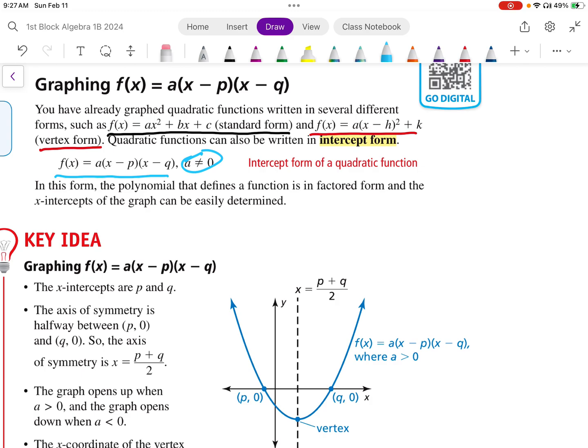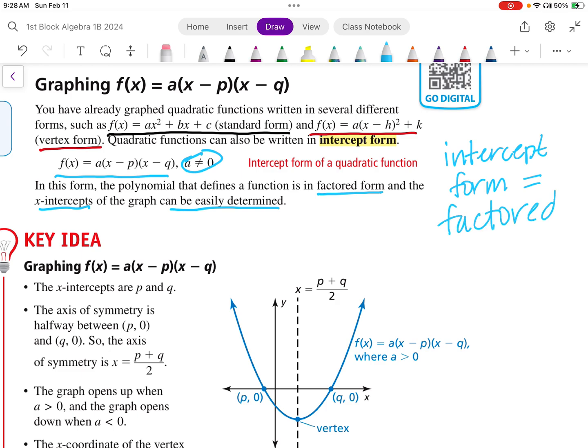So it says in this form, the polynomial that defines a function is in factored form, and the x-intercepts can be easily determined. Okay, so intercept form equals factored. And that means it's something we already know. So this lesson shouldn't be too tough.